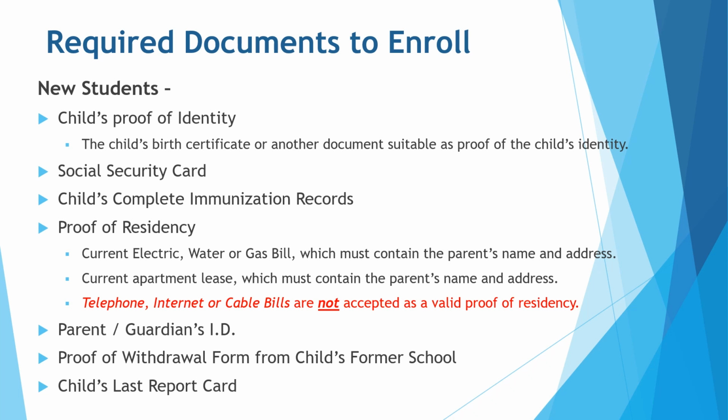Proof of residency. Current electric, water, or gas bill, which must contain the parent's name and parent's address. Current apartment lease, which must contain the parent's name and the parent's address. Telephone, internet, or cable bills are not accepted as valid proof of residency. Parent guardian's ID, such as driver license, state ID, or passport. Proof of withdrawal form from child's former school. This is required only if the child was withdrawn from school during the current school year. Child's last report card.